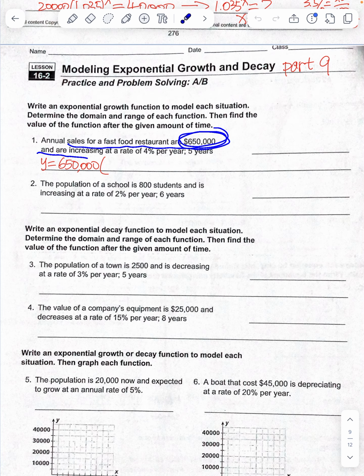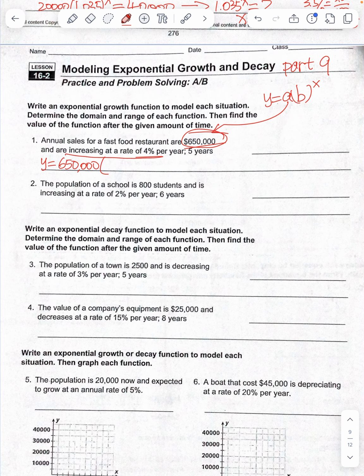and increasing at the rate of 4% per year. And then we need to figure out the value after 5 years. So increasing, that's a growth function. So how do I figure out the function? y equals a times b raised to the x power. That's the exponential function. 650,000, that's the initial value, which is a.